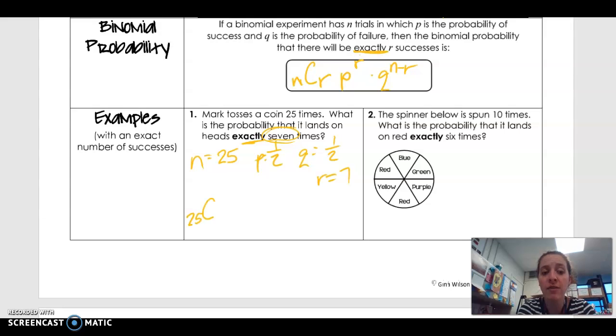So I would have 25C7 times 1/2. And I'm always going to use my parentheses to the 7th, times 1/2 to the 18th, right? Because that is my n minus r. So if exactly 7 times is a success, 18 times would have to be a failure.